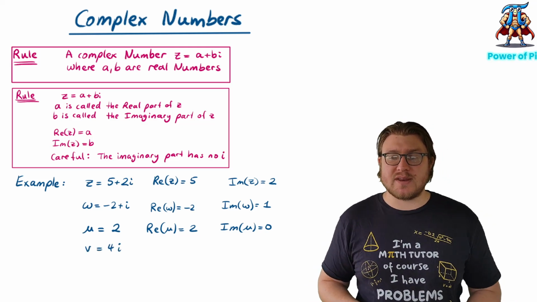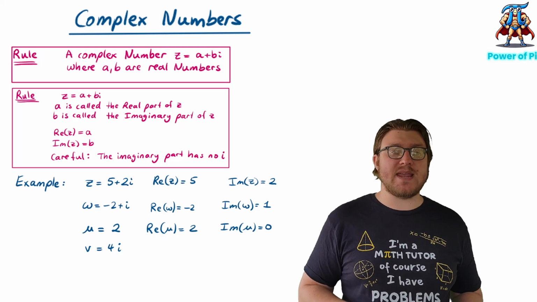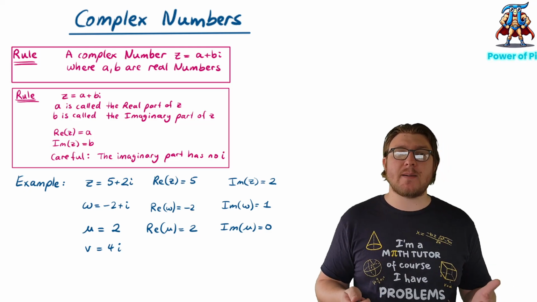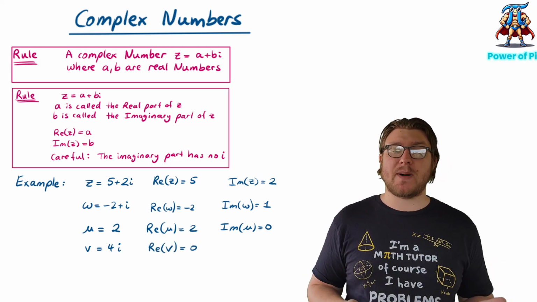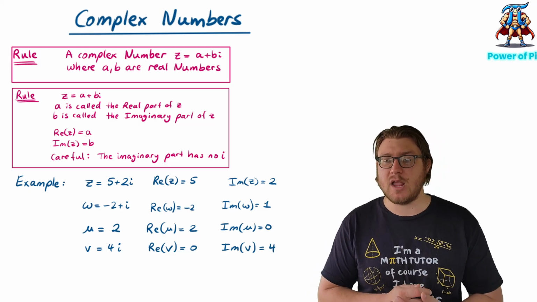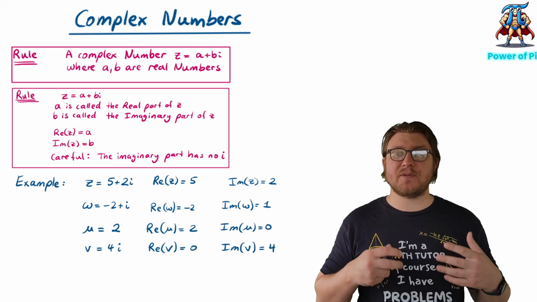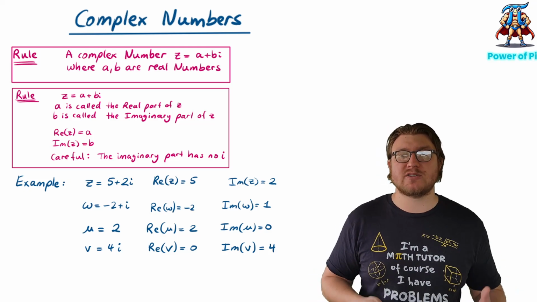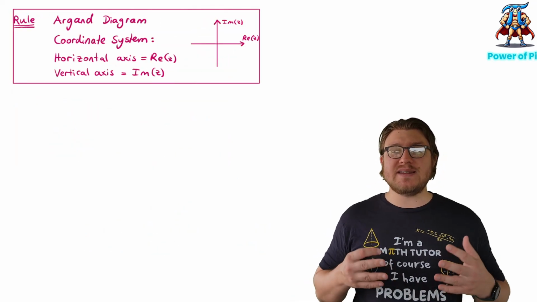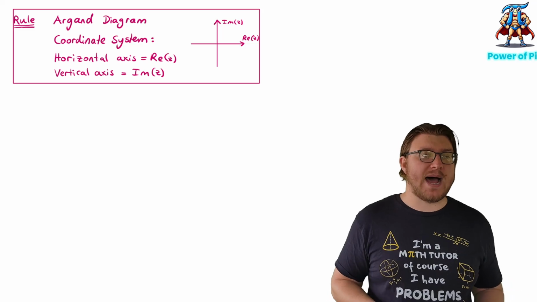So let's have a look at the next one. What about v being 4i? Well, what's the real part? There is no number by itself, so the real part is 0 and the imaginary part is 4. Hopefully, after these examples, you're a bit more comfortable. What is the real part? What is the imaginary part? Because we're going to need this in our next part.